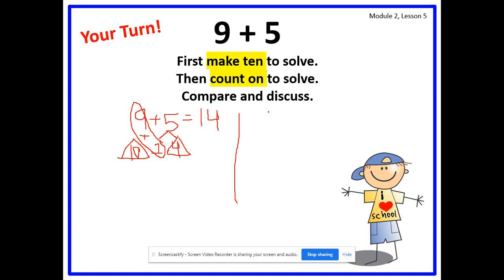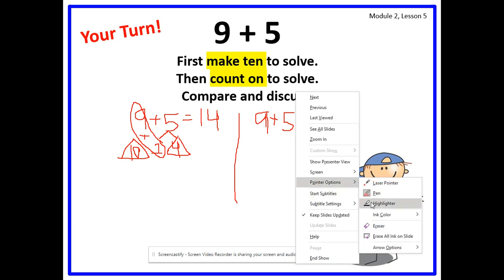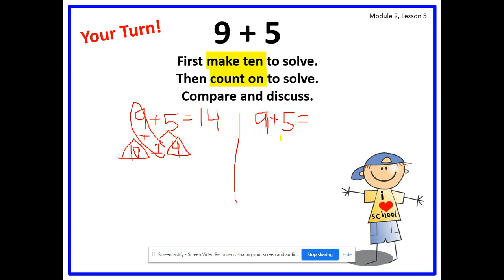Now, let's write our expression again. 9 plus 5 equals, remember, don't write your answer just yet. Now we're going to use the count on strategy to solve. What strategy are we using? Get ready. Yes, count on strategy. For that, we're going to go ahead and make 5 dots. Ready? 1, 2, 3, 4, 5.